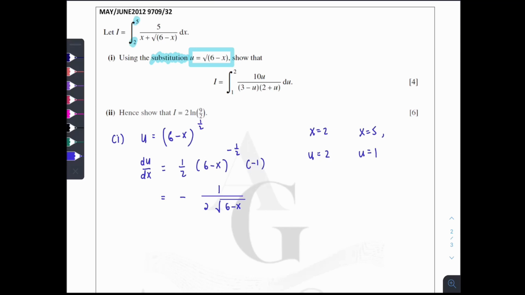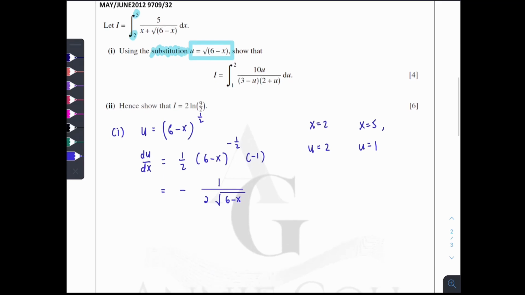And step 3, you are supposed to substitute. The original integration is from 2 to 5, 5 over x plus square root of 6 minus x, dx. Let's change the limits from 2 to 5. Over here, it becomes from 2 to 1. We just follow 2 to 1. One thing to take note of for substitution is that the smaller limit is not necessarily at the bottom. You need to follow the substitution. The 2 is changed to 2, and the 5 is changed to 1.